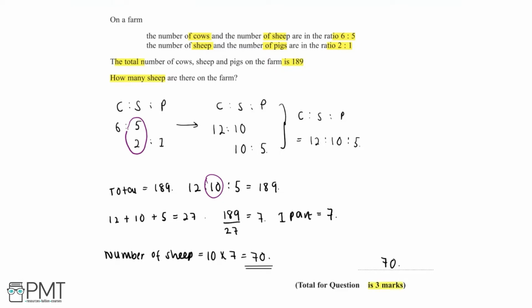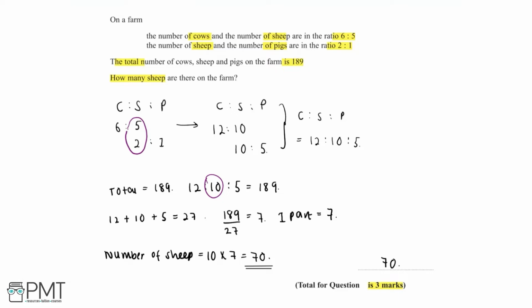Now this question is worth 3 marks, so let's take a look at where these marks are allocated. The first mark is for finding the ratio of the number of cows to the number of sheep to the number of pigs, by ensuring that the original ratios are in the same scale. And so we found that the ratio of the number of cows to sheep to pigs is 12 to 10 to 5.